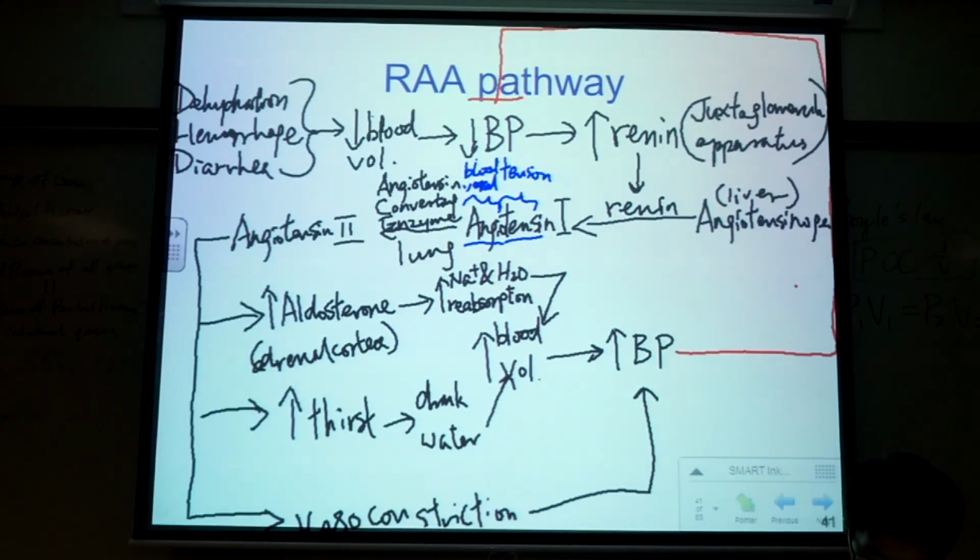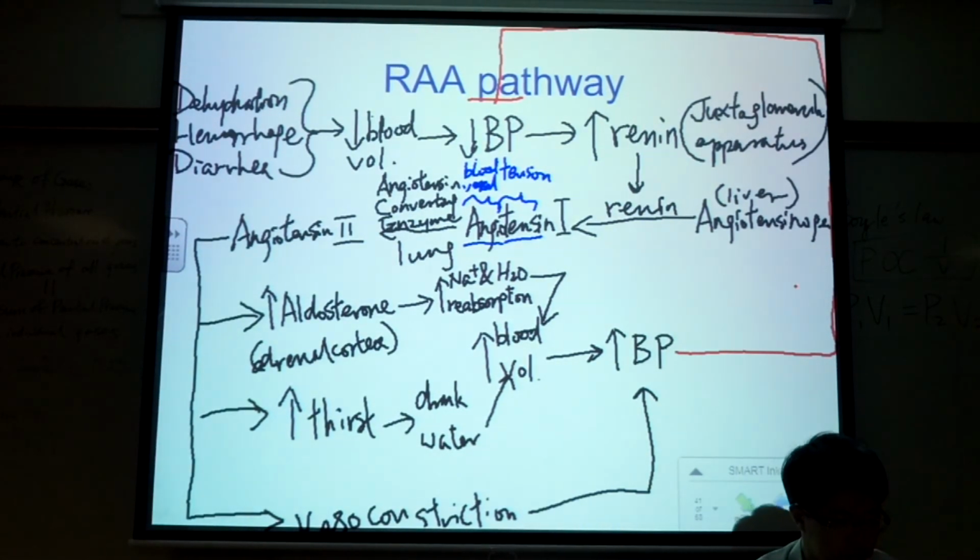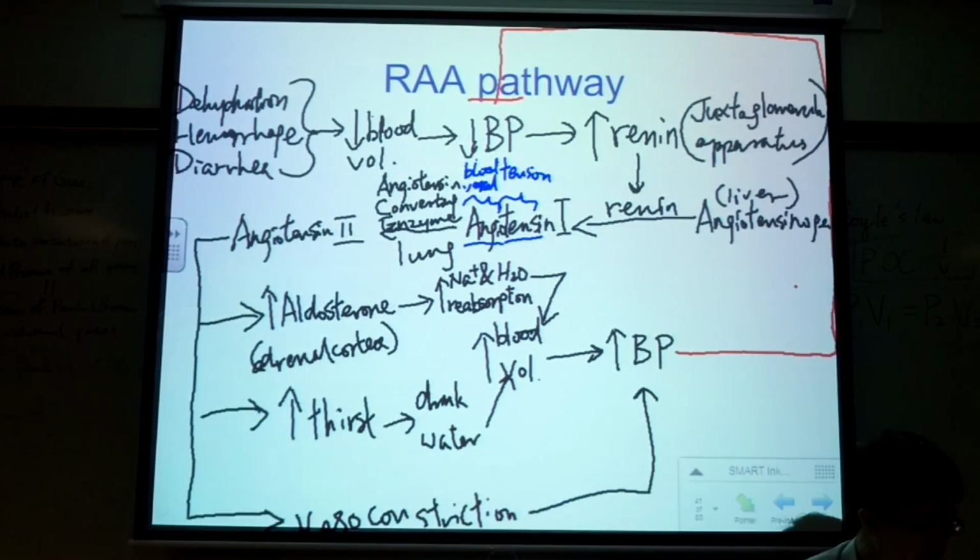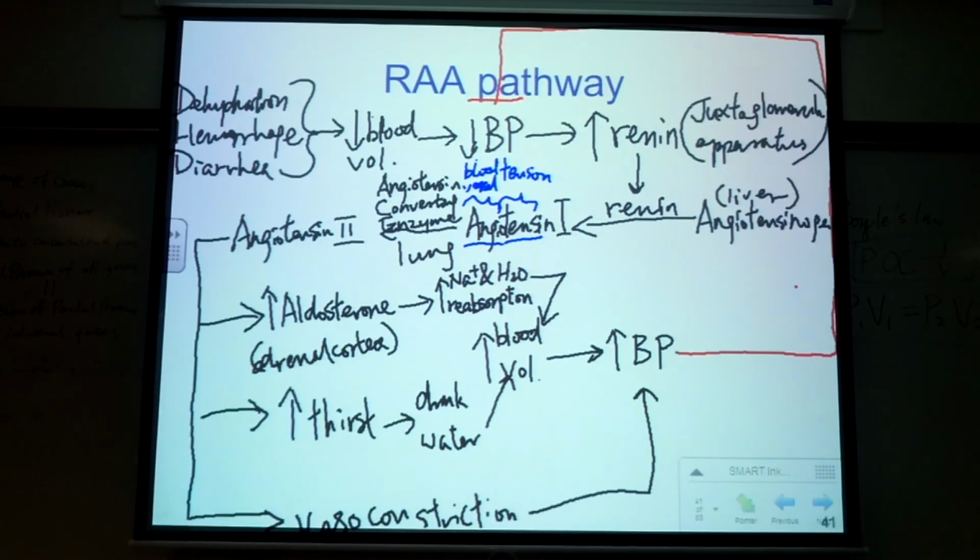So this is the flow chart for the RA pathway. I hope you will understand how it works, how our renal system, how our urinary system helps our cardiovascular system.